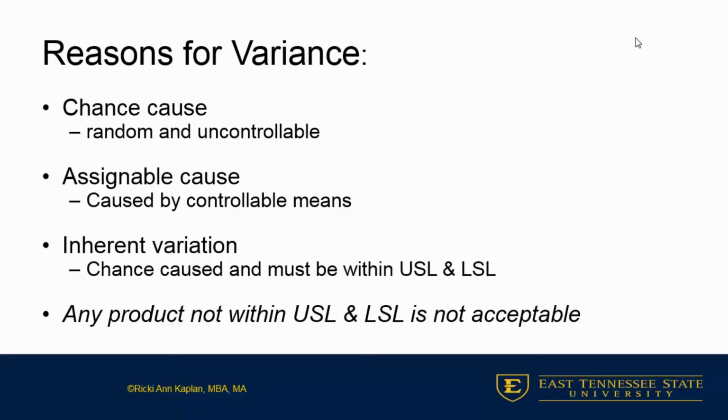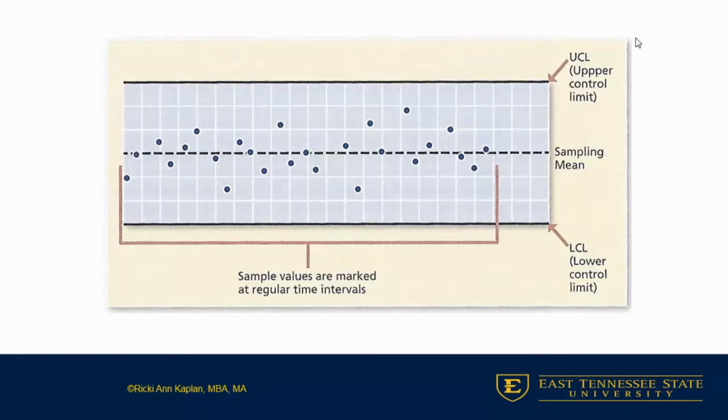And inherent causes, chance caused, must be within our upper and lower specification limit. Any item that is not within those limits is not acceptable. Okay? If it is not within our upper and lower specification or control limits, it is not acceptable. So let's take a look at that.